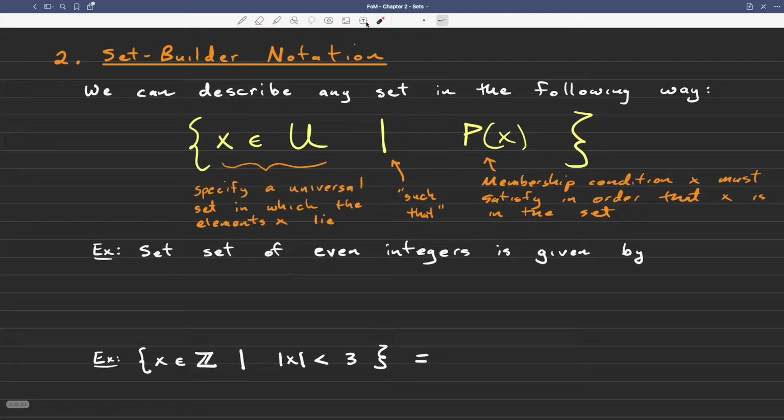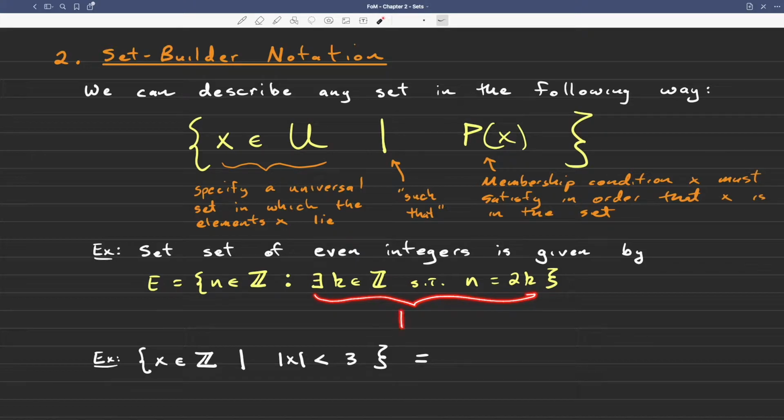So for example, if I wanted to describe the set of even integers, there's more than one way to do this, but here's one way. I could describe it as the set of integers n, so the set of n in Z, having the property, and we can also use a colon instead of a vertical bar, with the property that there exists a k in the integers such that n is equal to 2 times k. This over here is a membership condition P of n that says if a particular n satisfies this condition, then it's a member of the set.